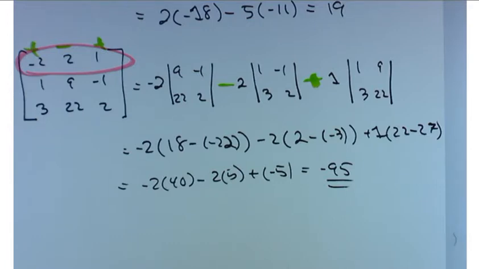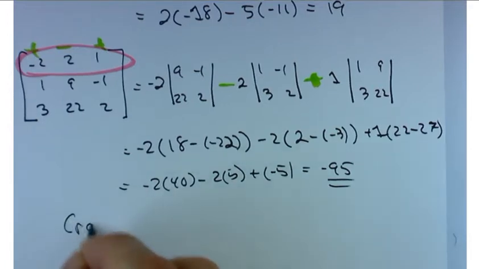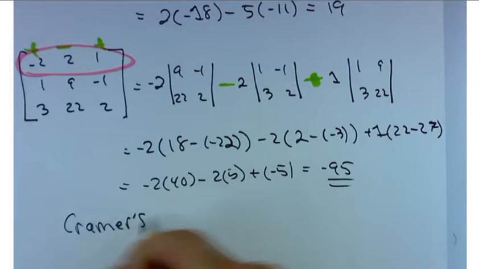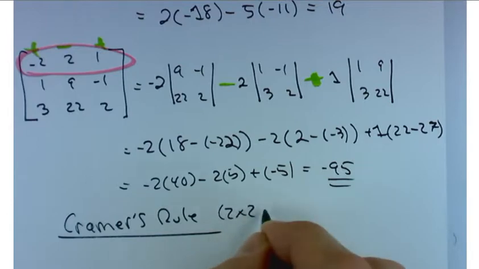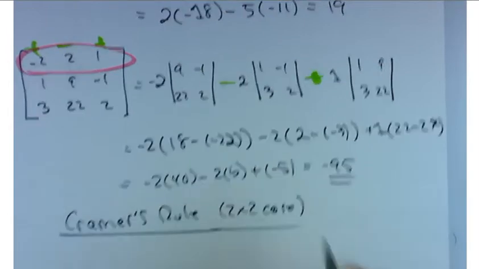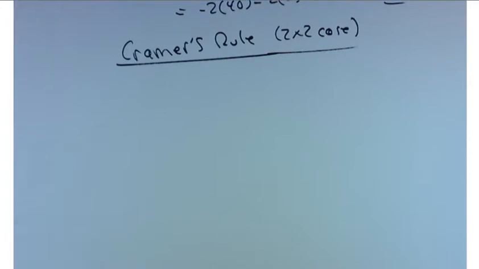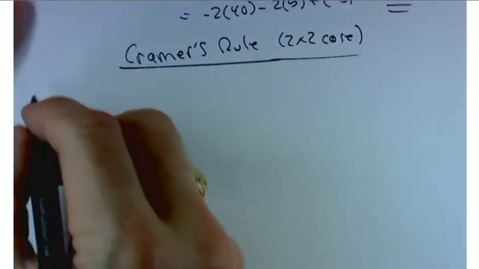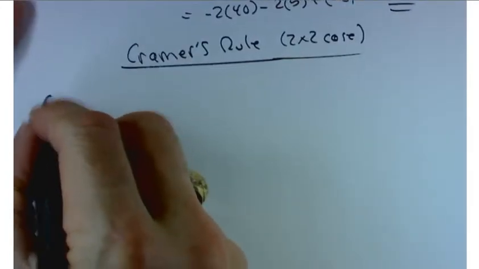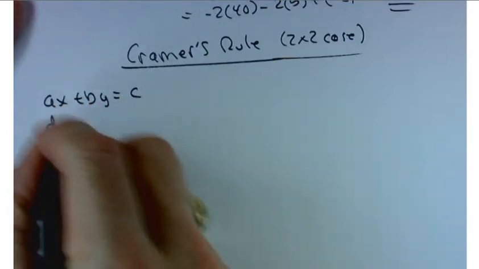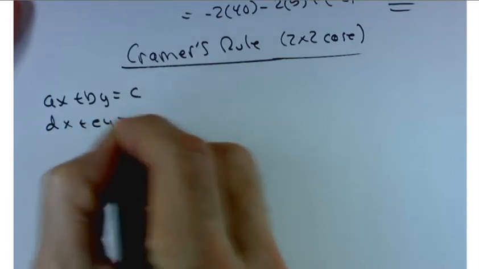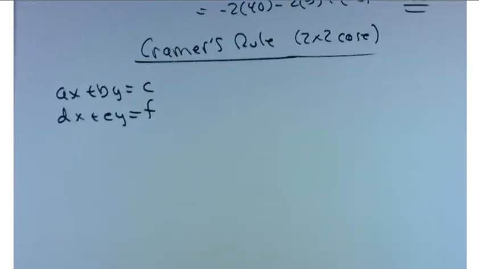And I think I'll just write it out. Cramer's rule, 2x2 case. So like I said, it's a mechanical way to solve a system of equations. And let's show it in the 2x2 case. ax plus by equals c. dx plus ey equals f. So for this generic 2x2 system of equations, what's the solution?